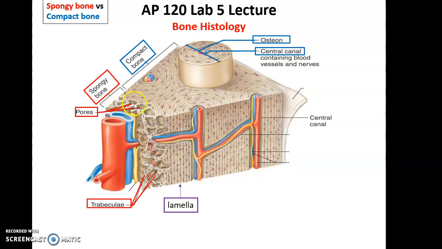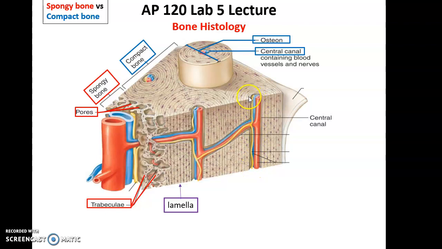The little girders that stretch out forming the spongy bone are called trabeculae. Within the compact bone, we have this recurring structure called the osteon. The osteon looks kind of like a dartboard or the rings of a tree. The very center of the osteon is a space called the central canal. Within the central canal, we have blood vessels and nerves running through the bone.